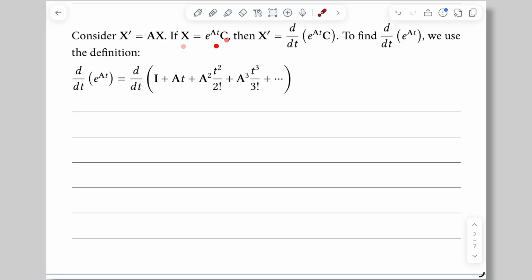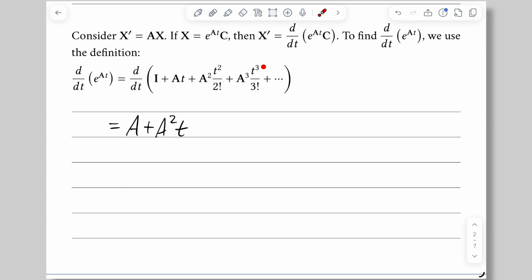If x is that, then x prime is its derivative, c being constants. All we need to consider is the derivative of e to the At. For that, we're going to use the expansion of e to the At. The derivative of I, since I has all constants, is equal to 0. A is a matrix that has all constants, and so the derivative of A times t is simply going to be A. When we get to the A squared t squared over 2 factorial term, we're just differentiating the t squared, and so we end up with A squared times t because the 2 divides out.